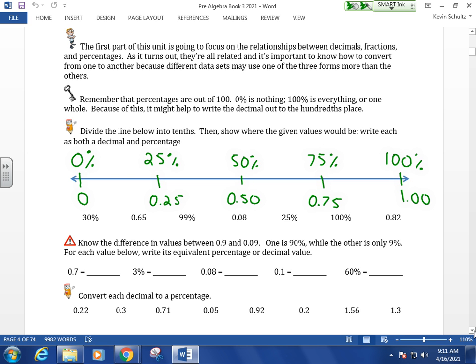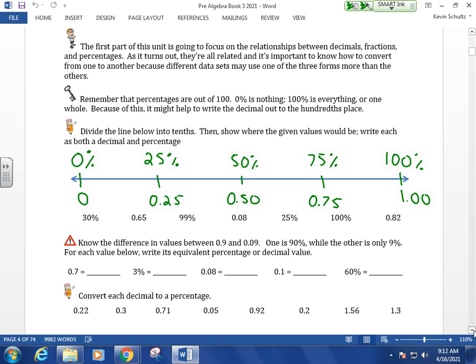And it's not a coincidence that our decimal goes out to the hundredths place here, right? We would read this decimal as 75 hundredths. The word percent means out of 100. So 75 hundredths and 75% mean the same thing.